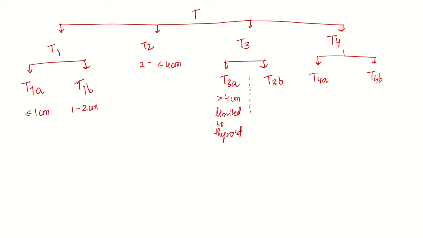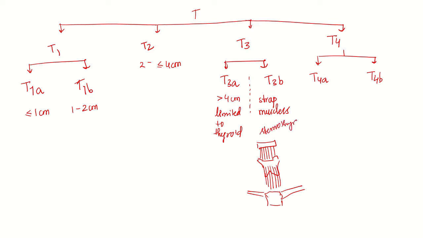From T3B, as I have discussed, there is extrathyroidal extension, invasion of strap muscles. Suppose that is hyoid, thyroid cartilage, sternum, clavicles. There is invasion of strap muscles, which are sternothyroid, thyrohyoid, sternohyoid and omohyoid.